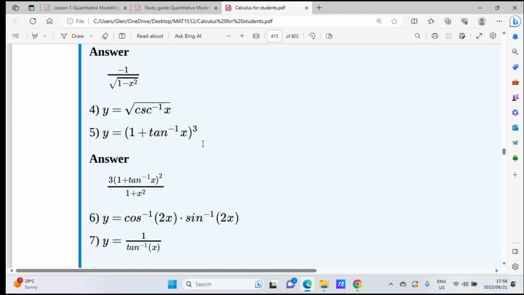Wait, the first question, where did you get the negative? The first question, the negative is there. I agree with the negative. This is chain rule, Busiso. It's not quotient rule. So it's inverse of tan x to the power -1. The -1 comes to the front, and then you do what you do in chain rule.